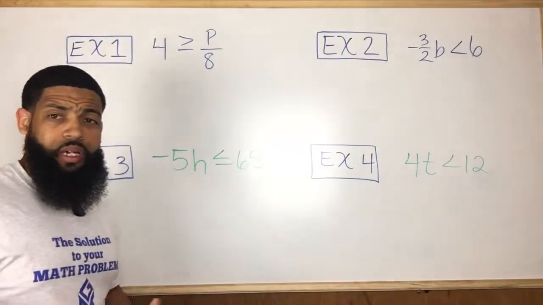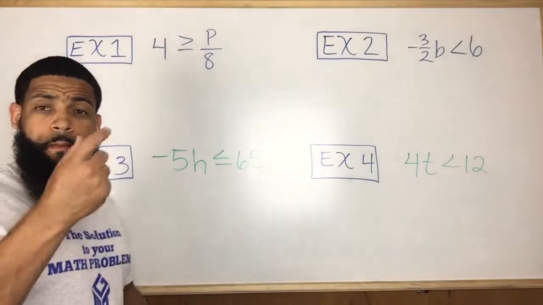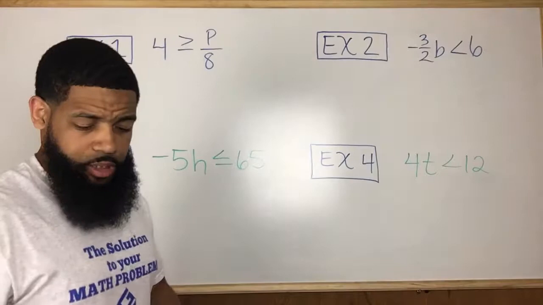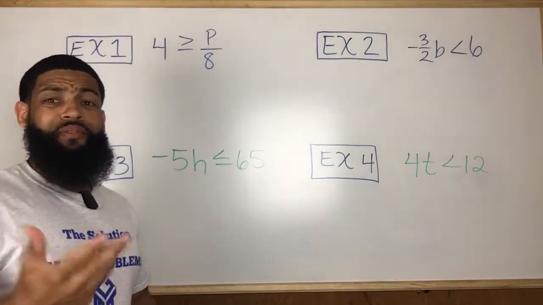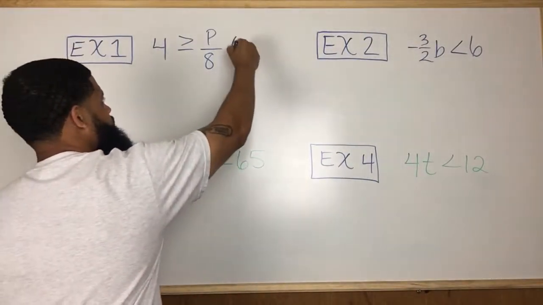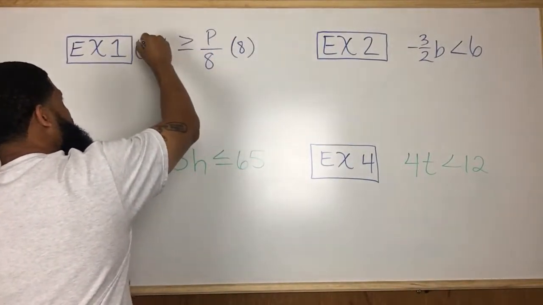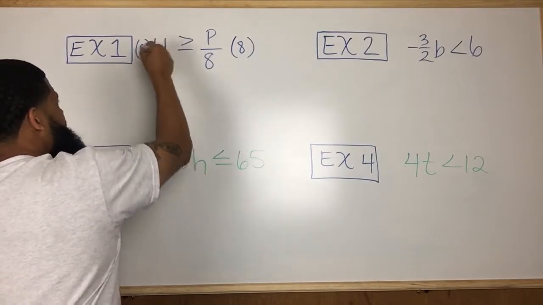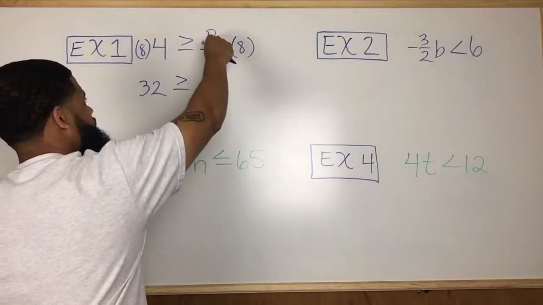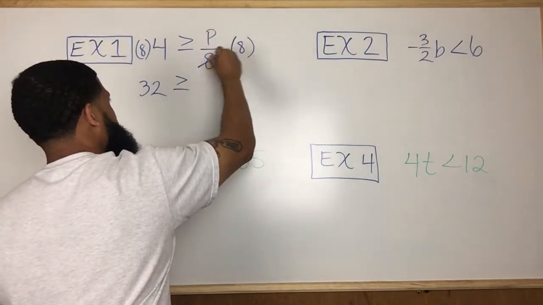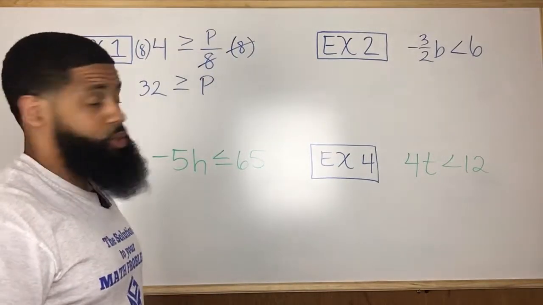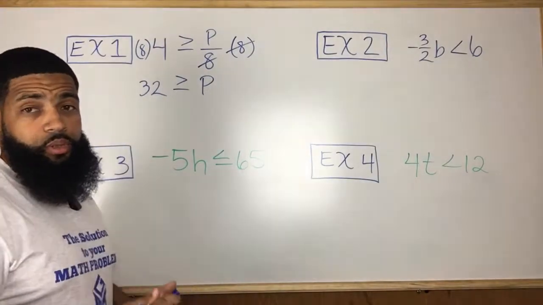Example 1, I have 4 is greater than or equal to p over 8, or p divided by 8. Remember, a fraction bar represents division, and so the opposite of dividing by 8 is multiplying by 8. So what I want to do is multiply by 8 over here, and multiply by 8 over here. On the left side, 8 times 4 gives me 32. I keep my inequality symbol, but if I have p divided by 8 and I multiply that by 8, those are inverse operations, and I'm left with just p. So this tells me that my solution is 32 is greater than or equal to p.